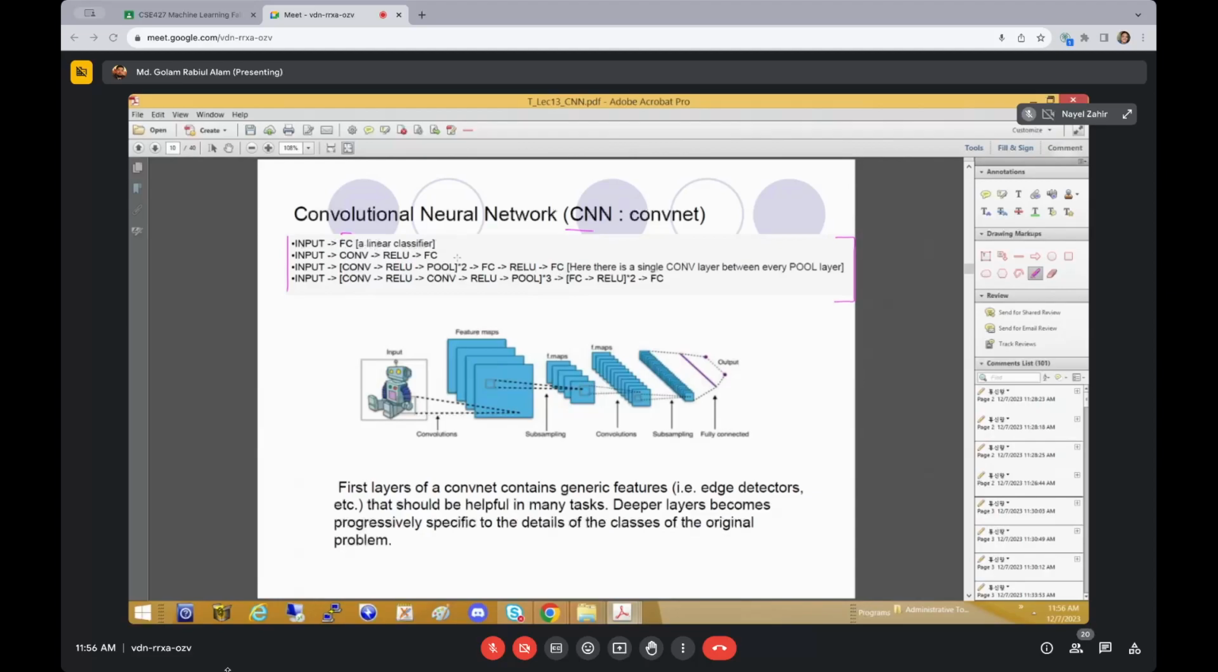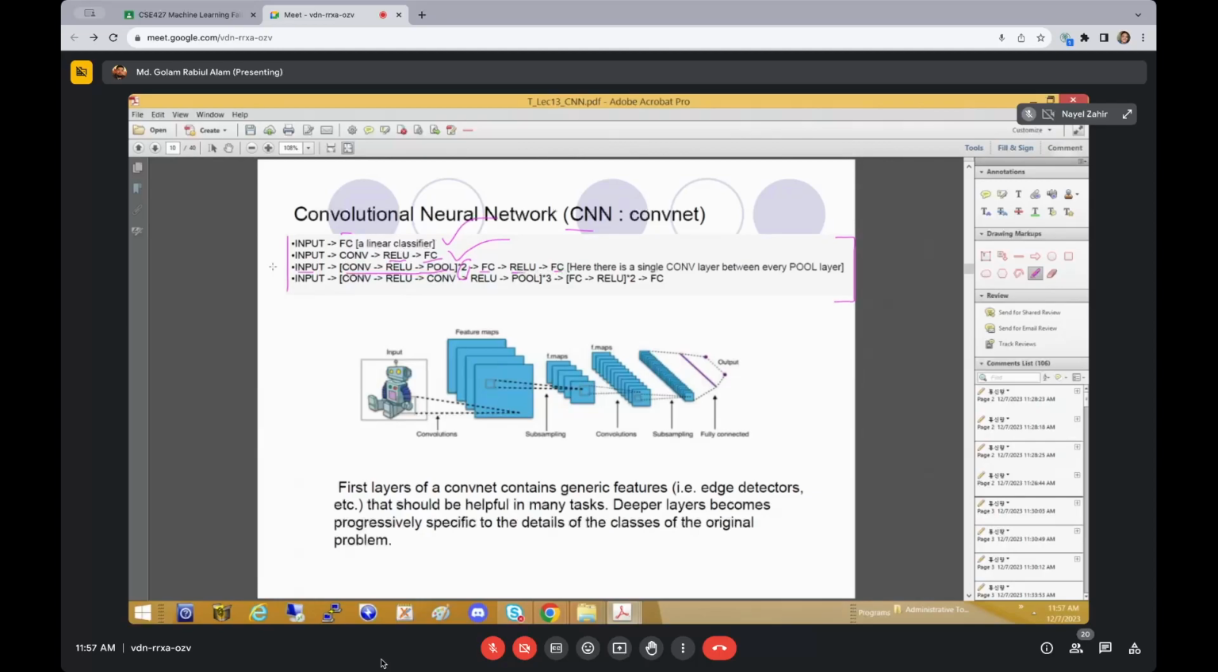This is just a neural network. Then we can see the input, convolution, then ReLU, and then fully connected. So this can be another model. The input and then the convolutional layer, then the ReLU, that is non-linear, and then here is the FC, the fully connected neural networks. And someone can design like this: the input, then convolution, ReLU and pooling, repeated 2 times, and then a fully connected layer, then ReLU, and then again a fully connected layer.